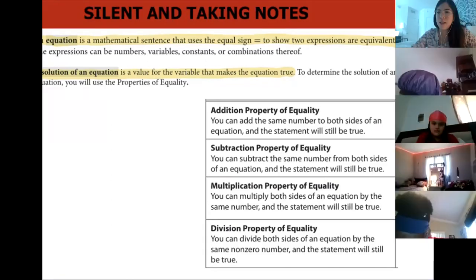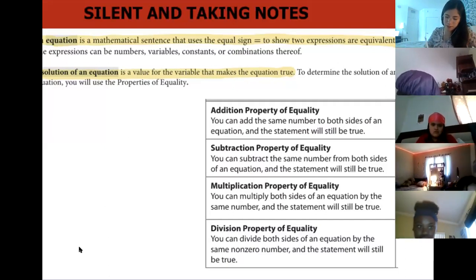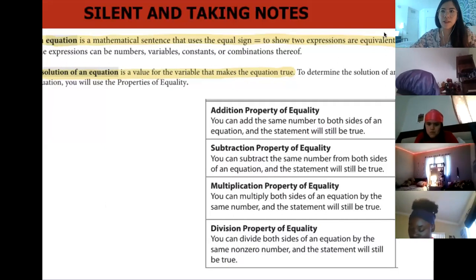Awesome. All right. So as you guys finish writing, the next part is these properties of equality. So you do not need to write these down. Okay, that's a lot of words. We do not need to write them down. Oh, I just saw a question in the chat about what is the topic. I'll write the topic down right now. Just give me 1 second.